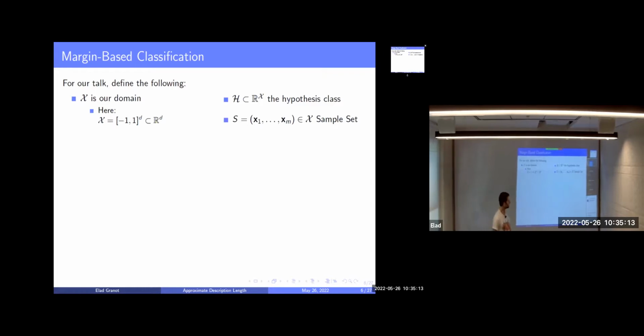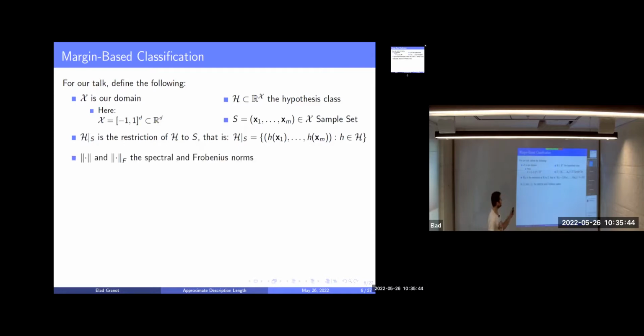And S will be our sample, which uses m samples. So actually we'll mostly use m, not S, but m will be our sample size, and S will be the sample set randomly chosen by some distribution. And the restriction of H to S will be denoted by H subscript S, which is just the restriction of H to S. And we'll use two norms, the spectral norm and the Frobenius norm, which we denote with the subscript F.